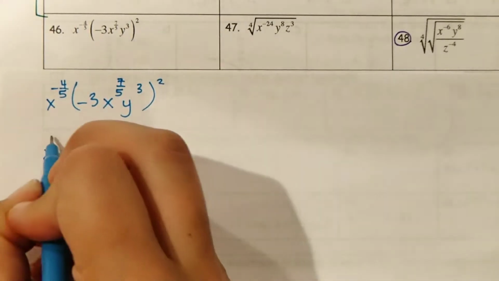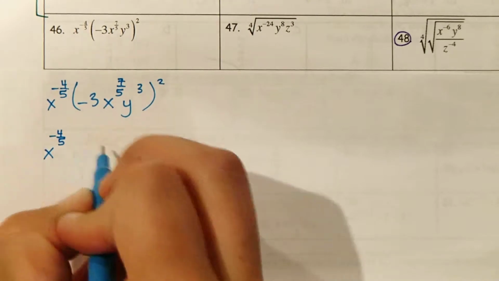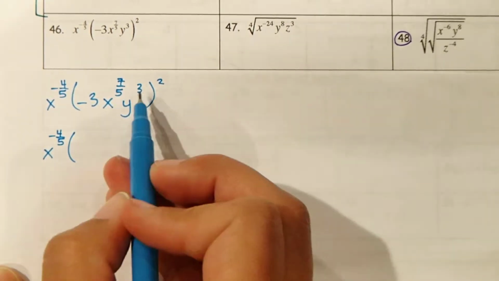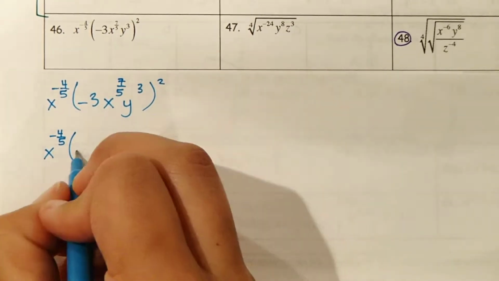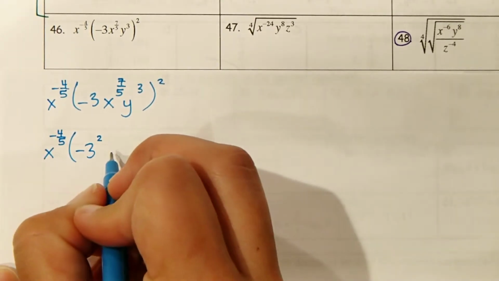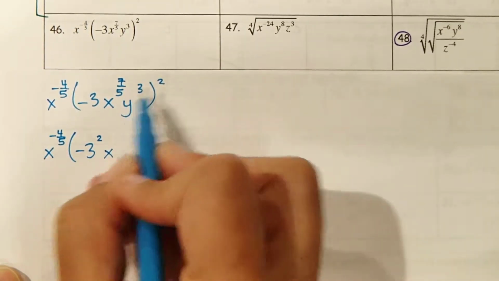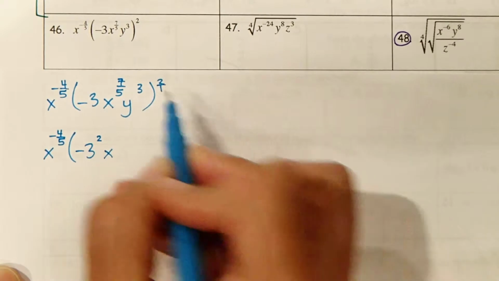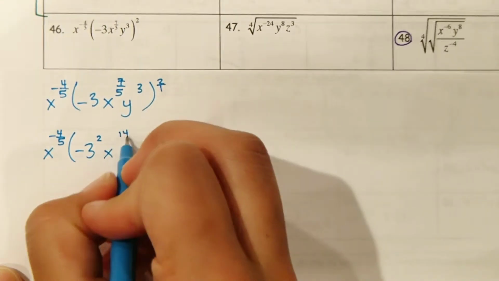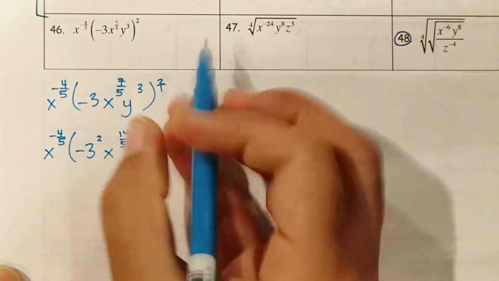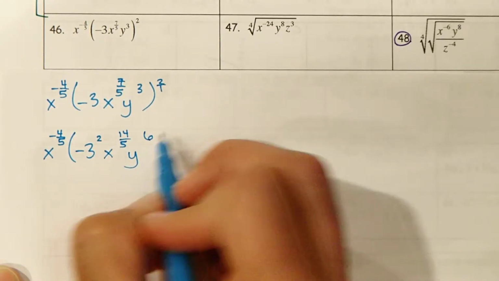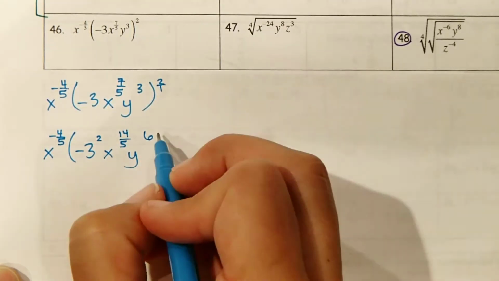So we'll have x to the negative 4/5 times negative 3 squared x to the 14, this is 2 over 1, remember, 14 over 5, y to the 6 over 1, which we'll just leave as 6.